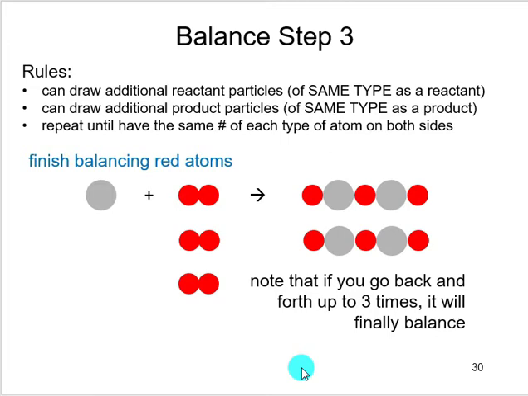If you keep going back and forth 4, 5, 6 times from reactant to product side, something's wrong and something messed up. But it certainly happens that you can go up to 3 times. You increase one side, it's too much.